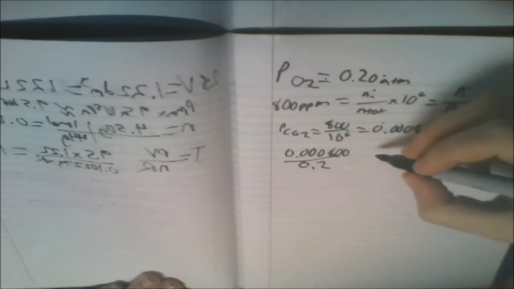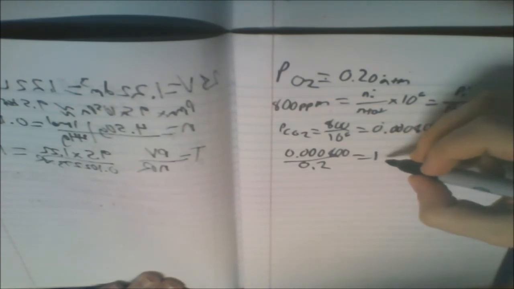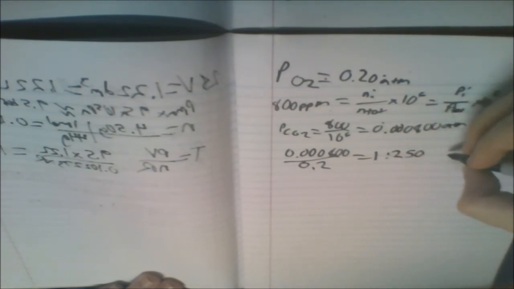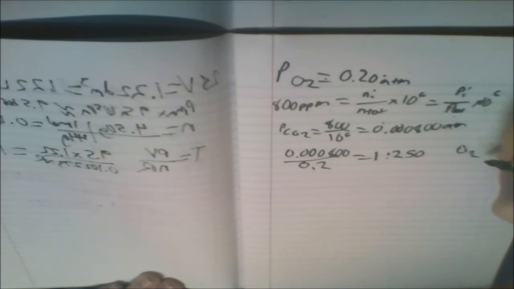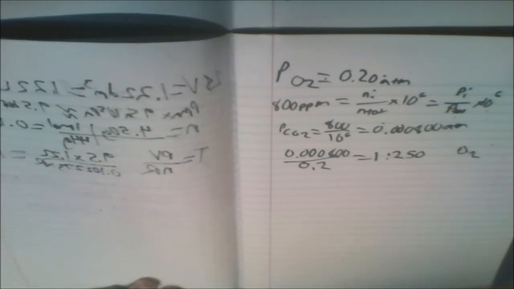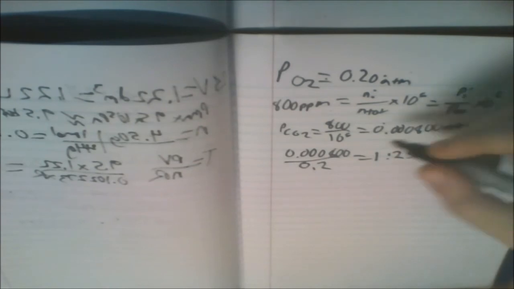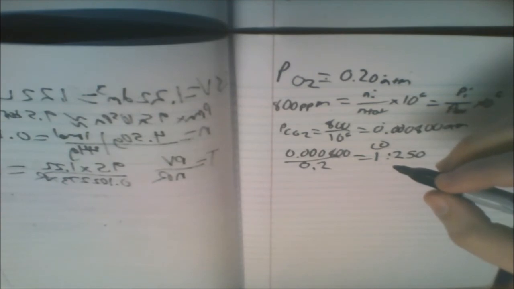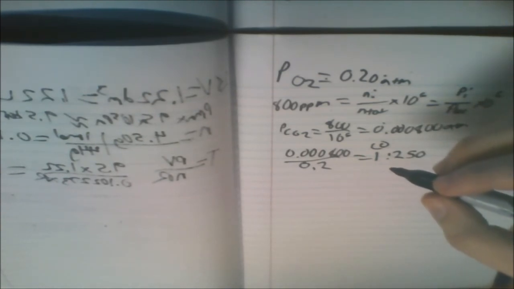So at what ratio is that dangerous? 0.0008 divided by 0.2, you'd get 1 to 250 oxygen. So if there's 1 atmosphere of CO for every 250 atmospheres of oxygen, that ratio would become deadly. So that's all you really need. Ratio of 0.004. Okay.